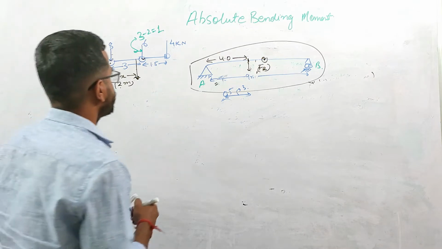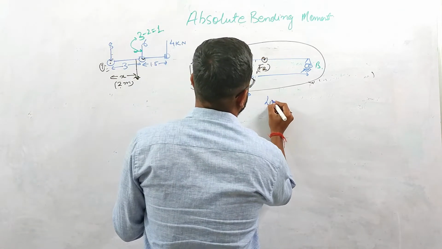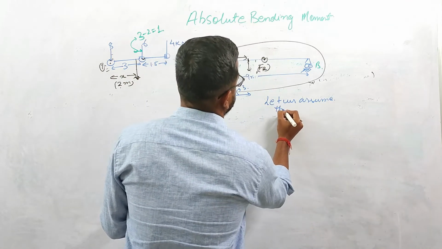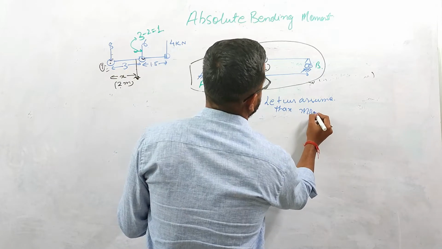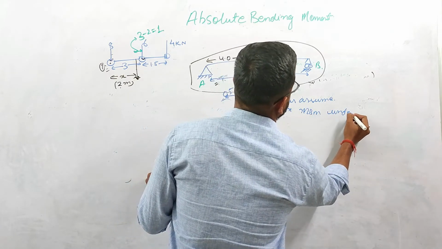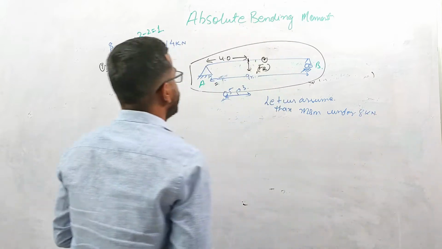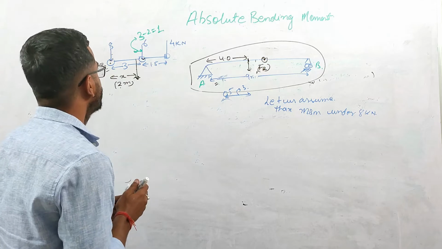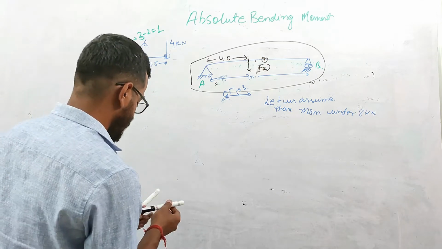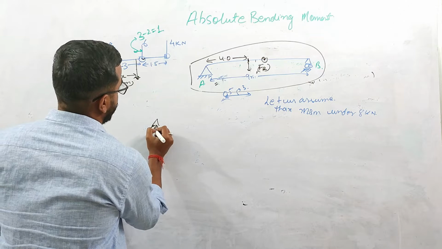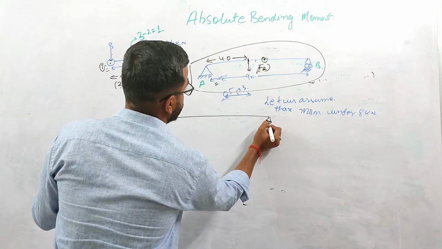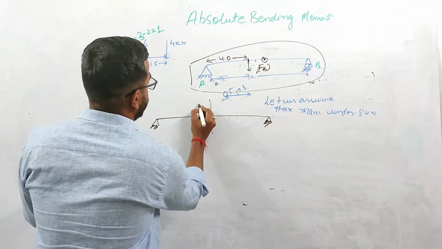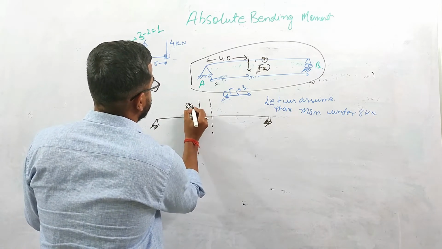So now let us assume that the maximum bending moment occurs under the 8 kilonewton load. If this is the case, then the location of the resultant and the 8 kilonewton force should be equidistant from the center. So if this is the beam and this is the center line, the 8 kilonewton load will act here, let us suppose.